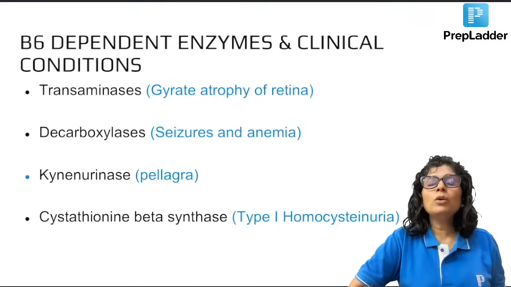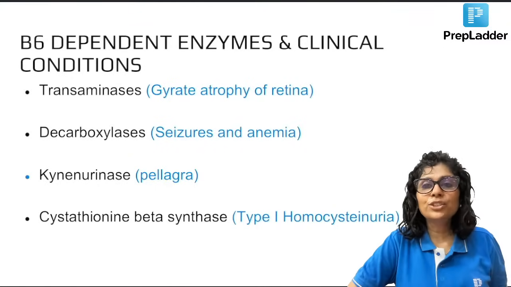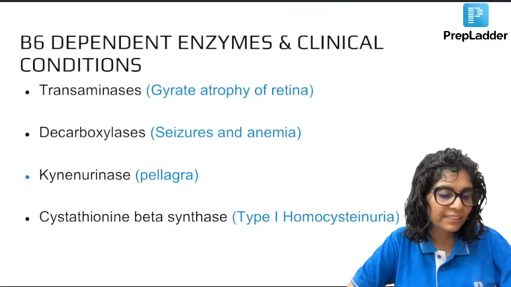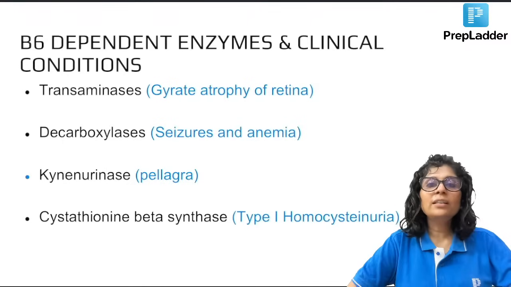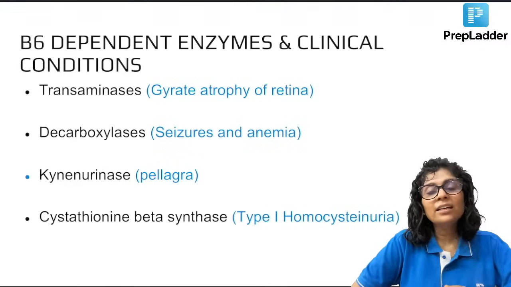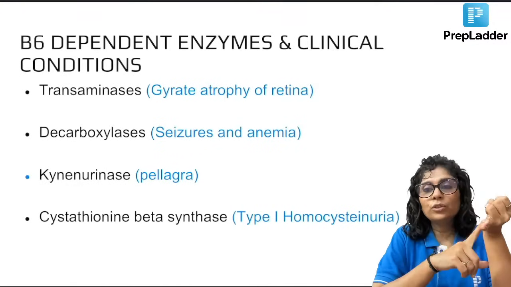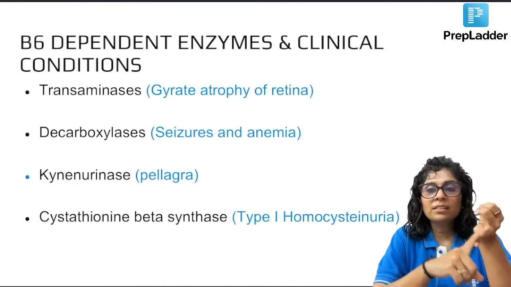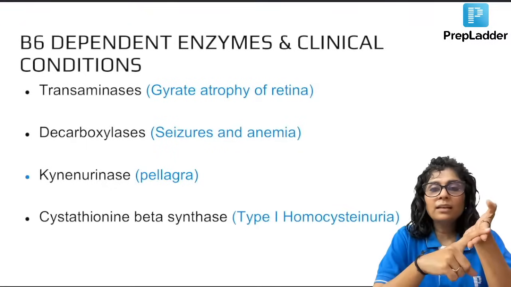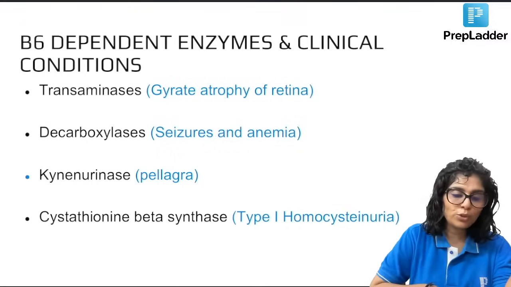So can you all tell me what are the B6 dependent conditions? Can I see the chat box to be active, please? What are the B6 dependent clinical conditions? Gyrate atrophy of retina, seizures, anemia, pellagra, and type 1 homocystinuria.